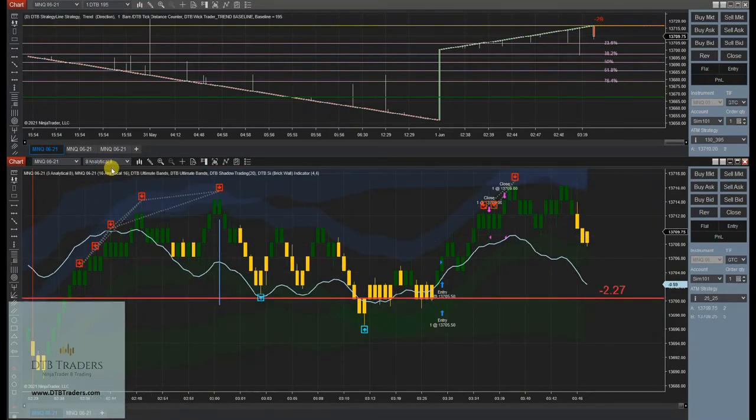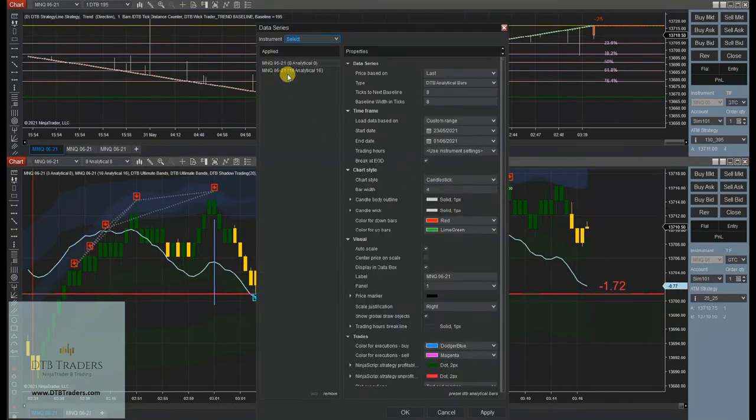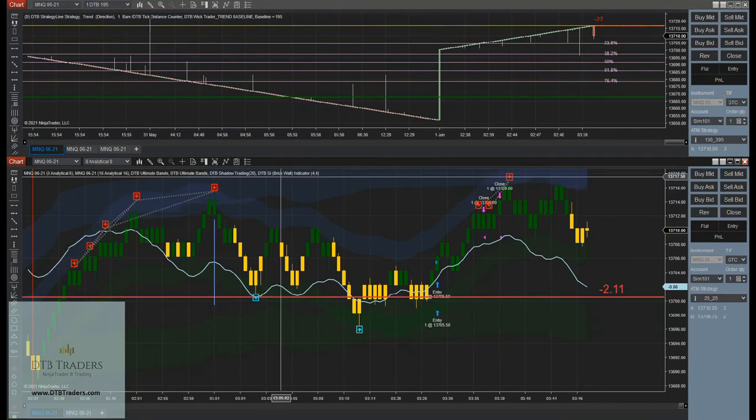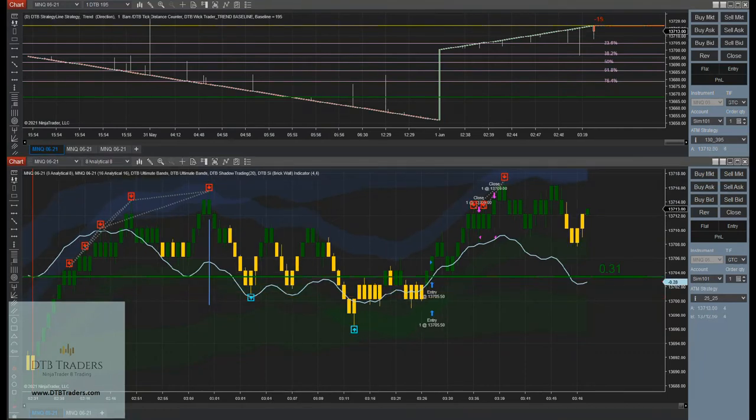Okay, so the reason why I also chose that specific data series, or that start date and end date, is because I wanted to use the indicator on the chart.